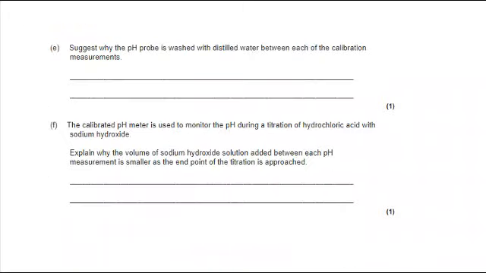Moving on to parts E and F. In E, suggest why the probe is washed with distilled water between each of the calibration measurements. Well, what we don't want is remnants of previous solutions remaining on our bulb in the pH probe. So it's to avoid contamination from the different solutions. The calibrated pH meter is used to monitor the pH during a titration of hydrochloric acid with sodium hydroxide.